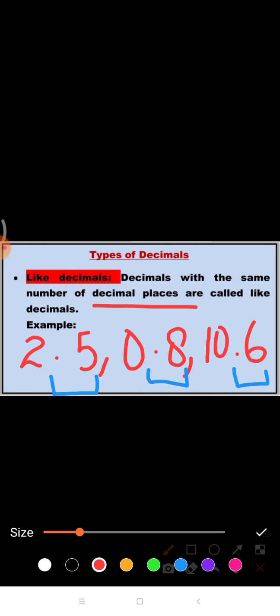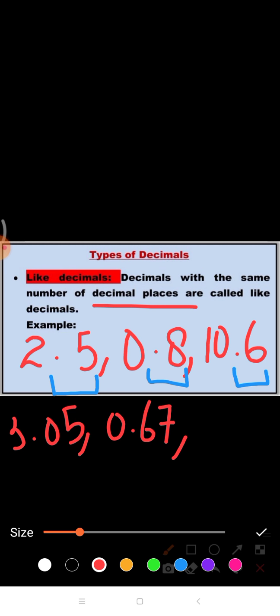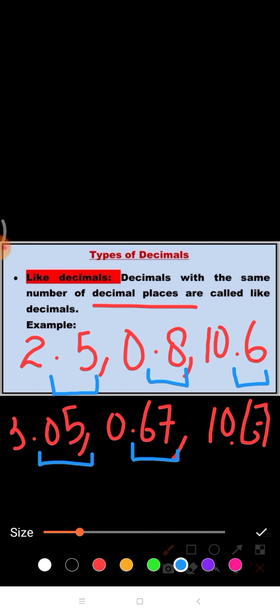Now students, let me give you another example. We have 3.05, 0.67, 10.67. Now students, here again we have two decimal places. In this again we have two decimal places, and at last in this decimal number we have two decimal places. That means in all these numbers we have same number of decimal places. So they are called like decimals. I hope students this is clear.